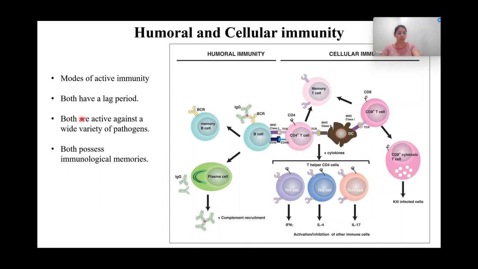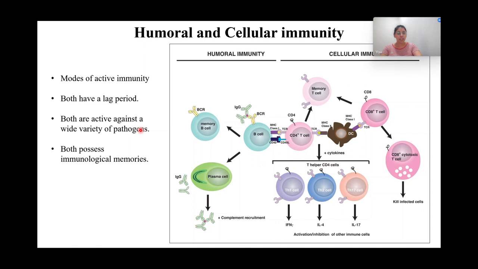But they are active against a wide variety of pathogens. And as I had mentioned, they involve immunological memory. So we'll see how that happens. But you have something called humoral and cellular. Cellular is mainly by the T cells, and humoral means via these flowing antibodies. So humoral is basically guided by the antibodies, while cellular is guided by different T cells.